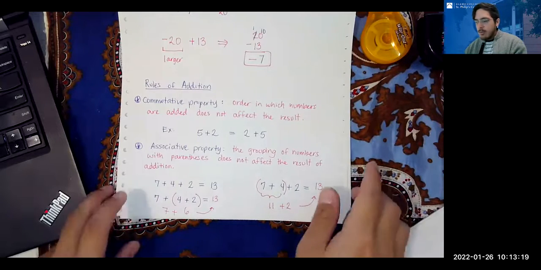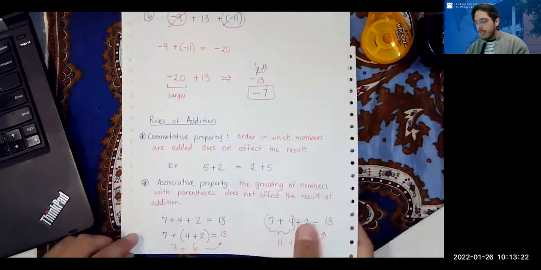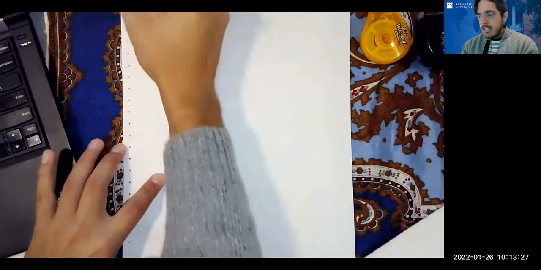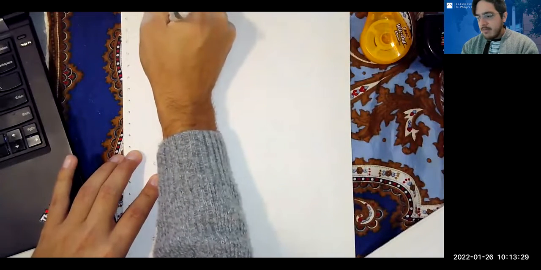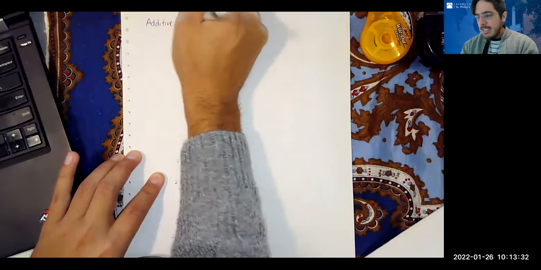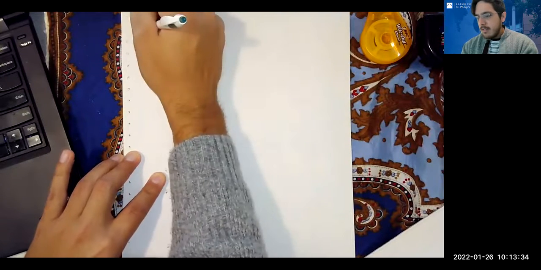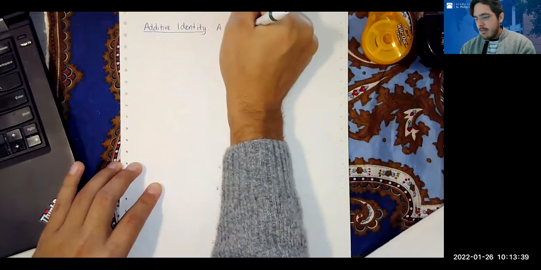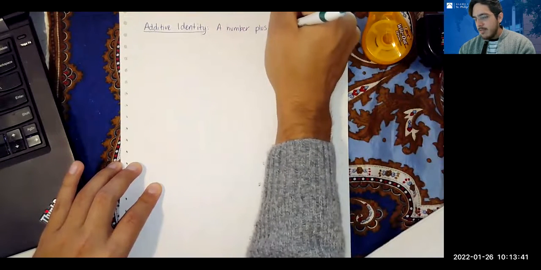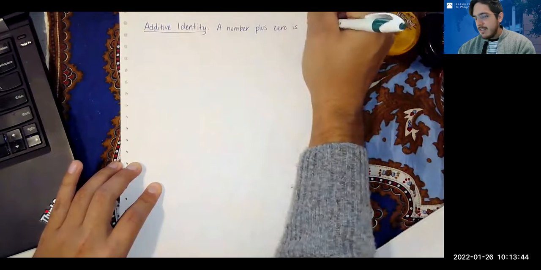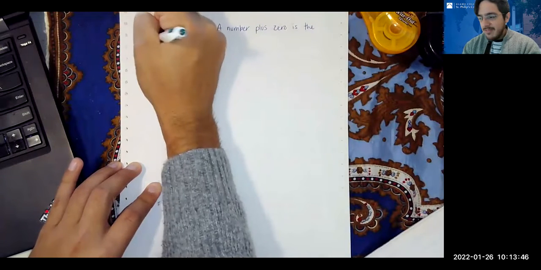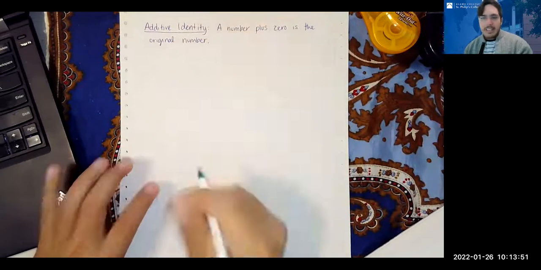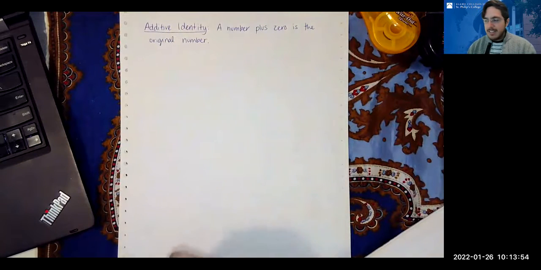Okay, and then there's one more property of addition that I've sort of alluded to, and that is the additive identity. And I think that this one is probably the easiest one. That is, a number plus 0 is the original number. Right, adding 0 does not change the result.